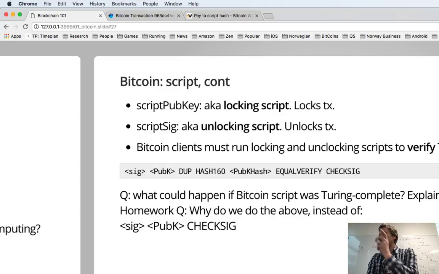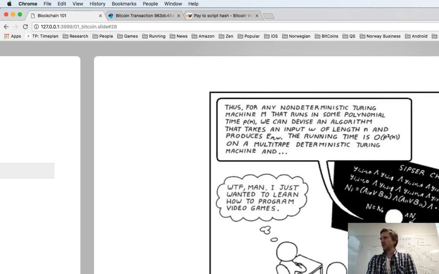So, yeah, there are some details about the language. I will not go over all the details. You can check it out. And then the guy says, thus for any non-deterministic Turing machine M that runs in some polynomial time P of n, we can devise an algorithm that takes an input of length n and produces a running time on a multiple deterministic Turing machine. Well, I just wanted to program video games. I don't need to know all the theory about Turing completeness and all that stuff, right?